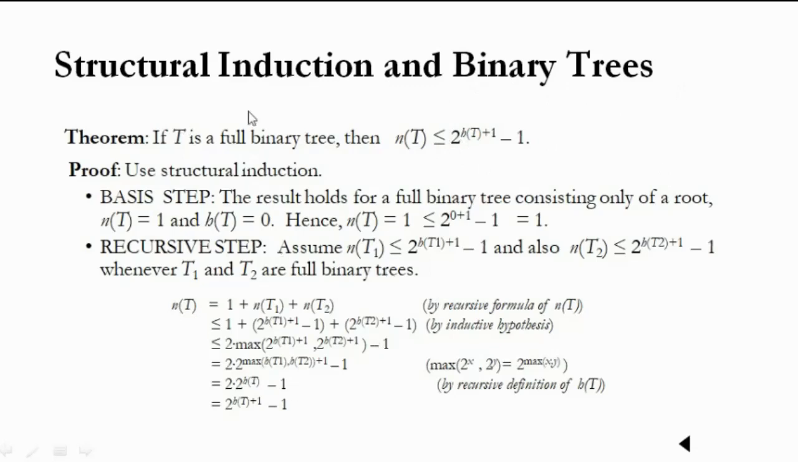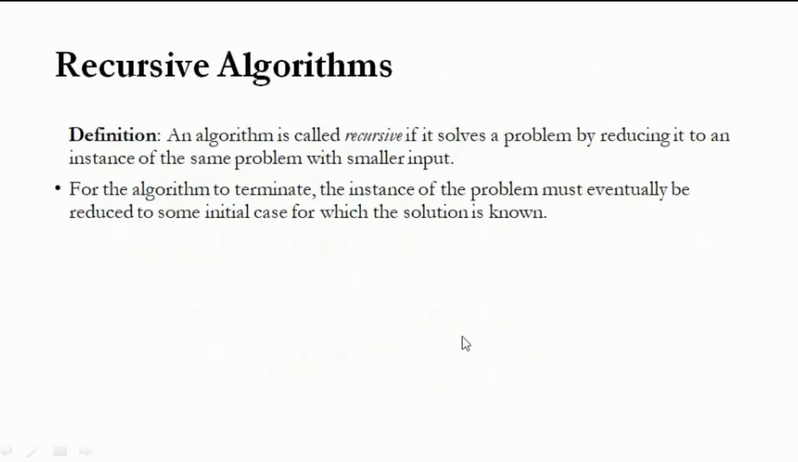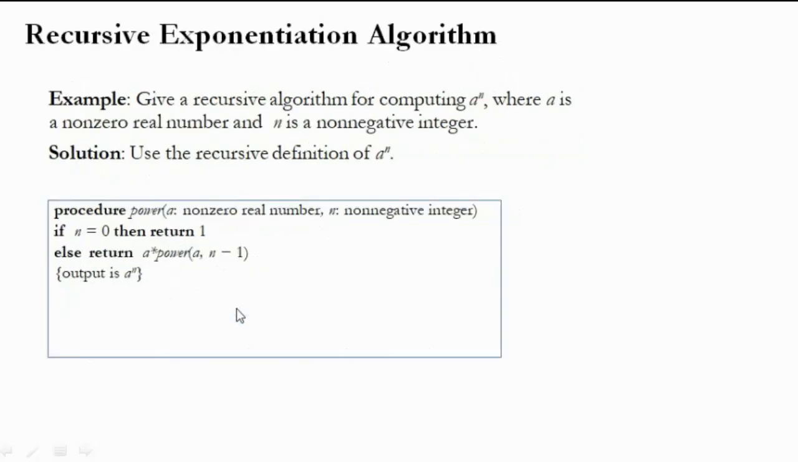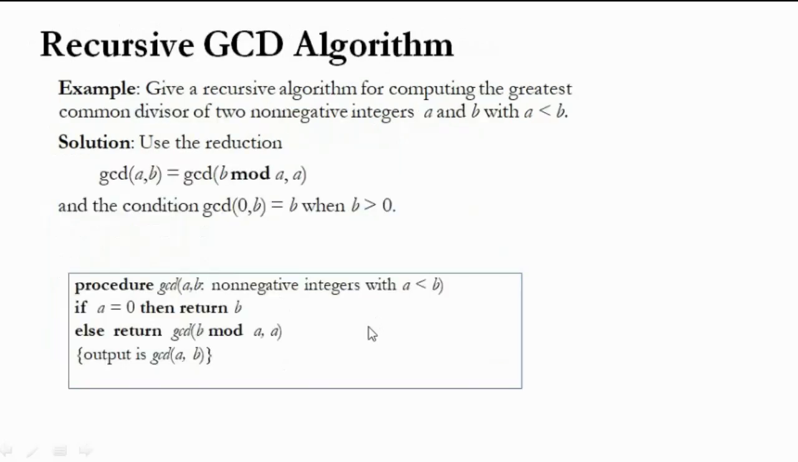Okay, so this is the structural property of the binary tree that was mentioned here. Recursive factorial algorithm, as we have just seen: if n is equal to 0, then return 1, otherwise n into factorial of n minus 1. Next is the recursive exponentiation algorithm, a power. Recursively you can do it and you can get this particular value.